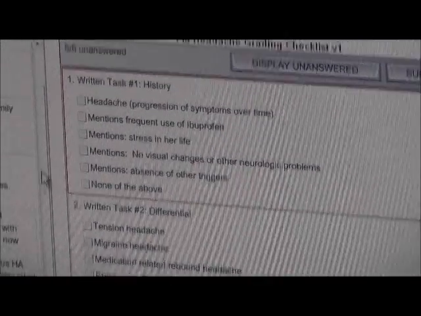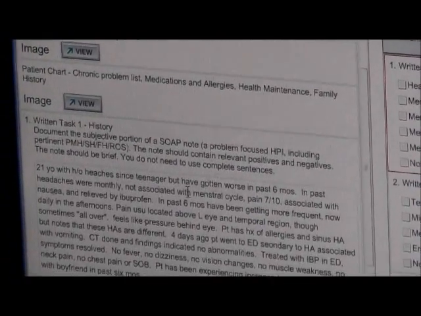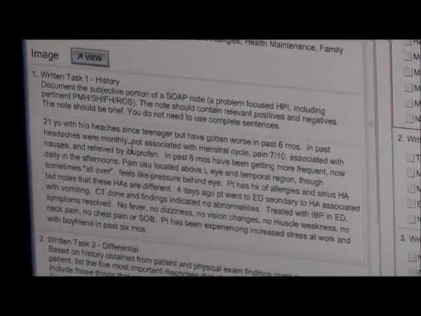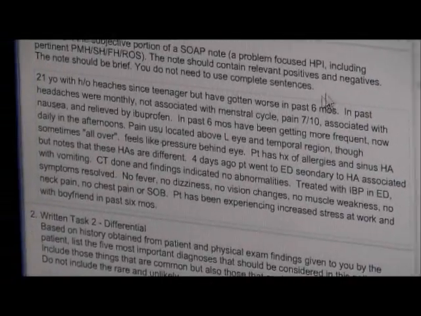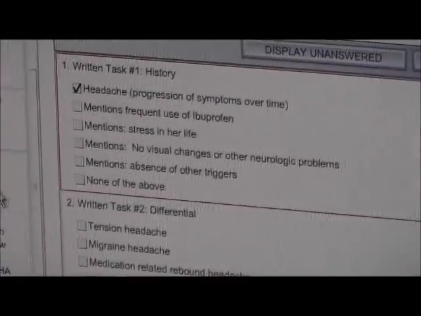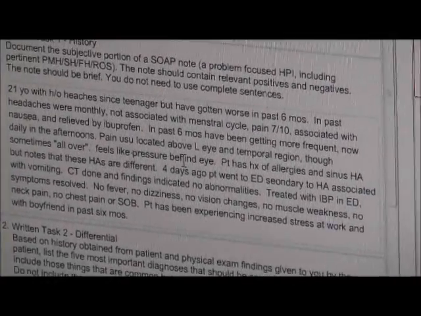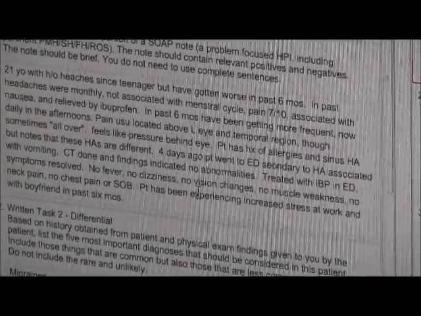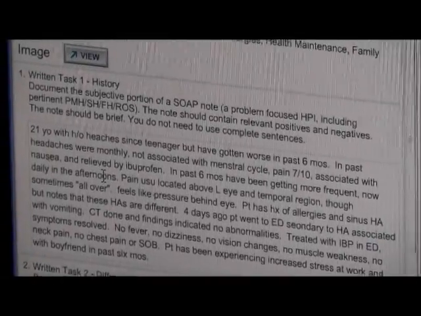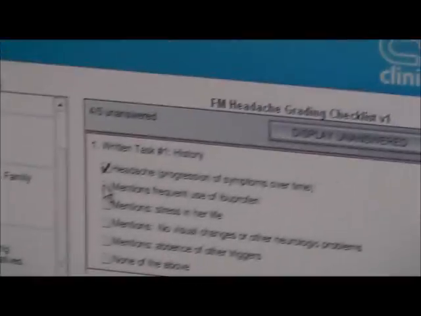And so I look through the note, what the student wrote. History of headaches since teenager, but have gotten worse in past 6 months. In past, headaches were monthly, not associated with menstrual cycle, pain 7 out of 10. So doing a good description of the headaches. I look to see if the student mentions anything about use of ibuprofen. And I see that there it is, relieved by ibuprofen. Doesn't really say that she's using it frequently, but I'll give credit for the moment.